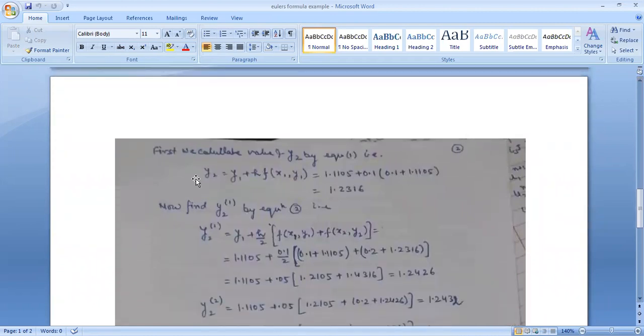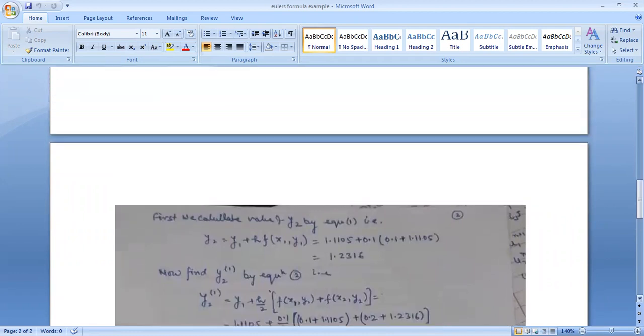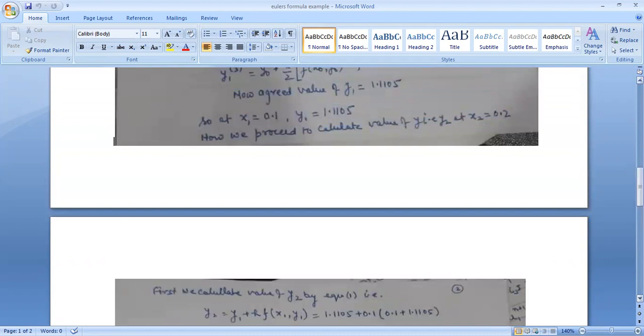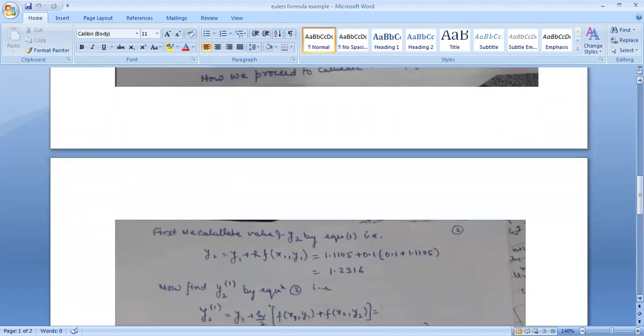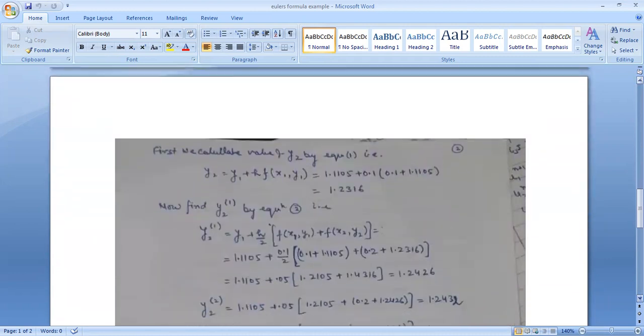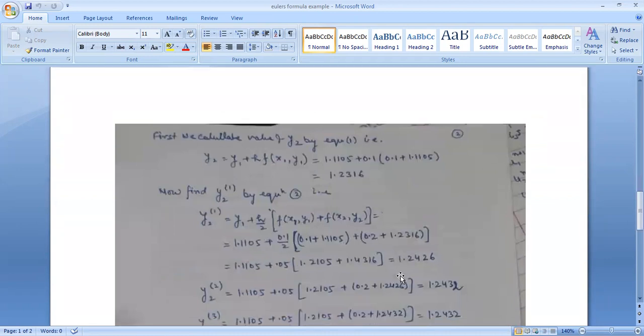Sorry, y2. Oh, y1 is calculated here. Now y2 calculate correctly. So y2 will be equal to, with the first formula, first equation, we will be calculating the value of y2, and y1 will be the agreed value, plus h, which we know is 0.1, and for x1, y1 we will put x plus y, so 0.1 plus, so we'll be getting 1.2316.